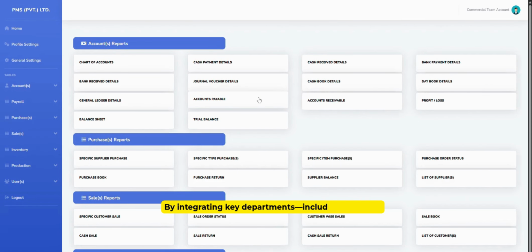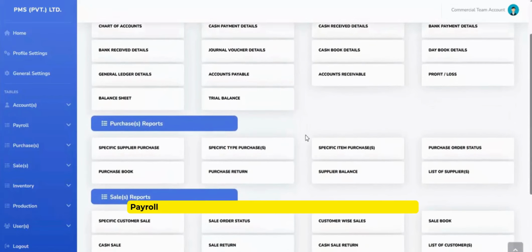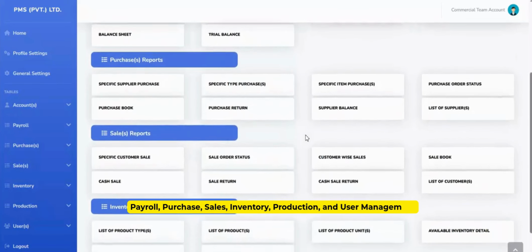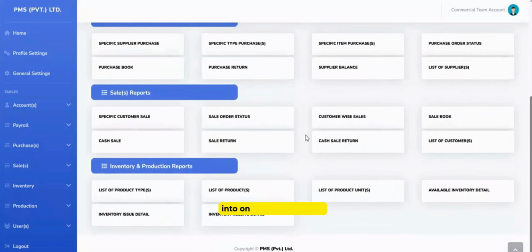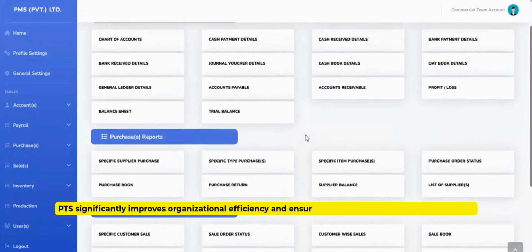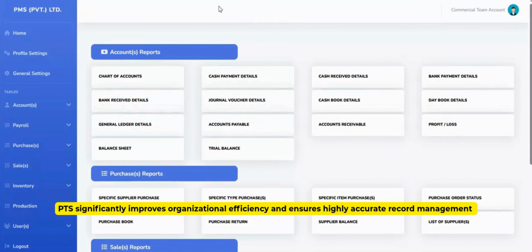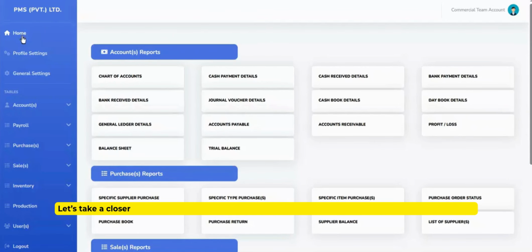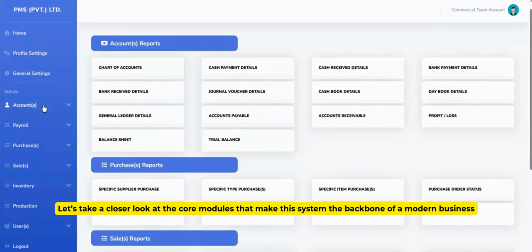By integrating key departments, including accounts, payroll, purchase, sales, inventory, production, and user management, into one unified platform, PTS significantly improves organizational efficiency and ensures highly accurate record management. Let's take a closer look at the core modules that make this system the backbone of a modern business.